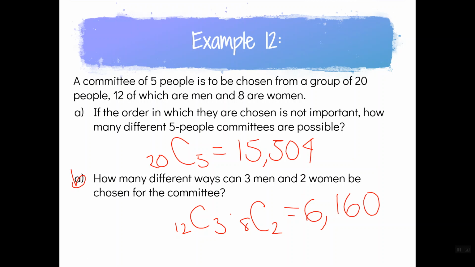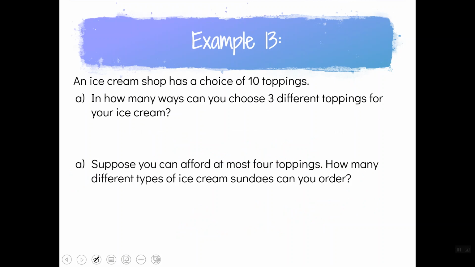Example 13. An ice cream shop has a choice of 10 toppings. In how many different ways can you choose 3 different toppings for your ice cream? So this is another example of a combination. Order doesn't matter. We have 10 toppings, and we're just picking 3 of them. So that makes 120.